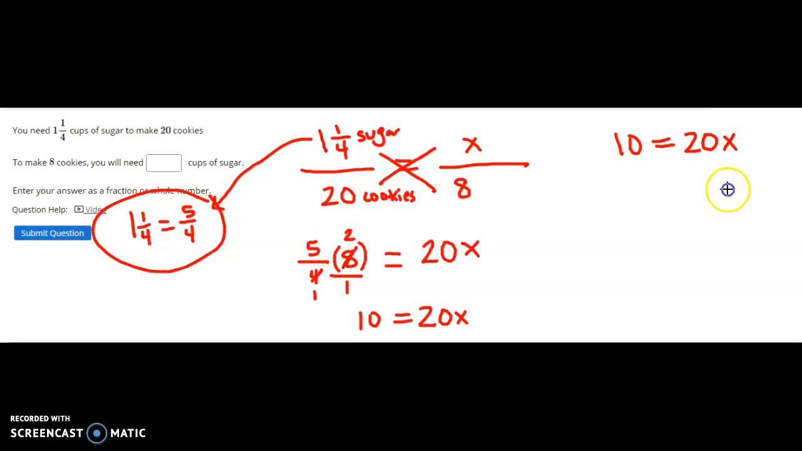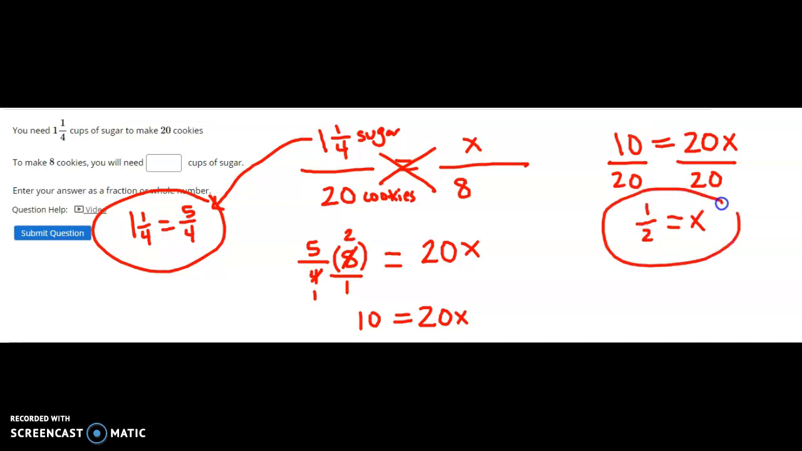10 equals 20x. We still want to solve for x. Even though it might be tempting to divide by 10, I know I've always got to divide by the number in front of the x. So I'll divide by 20 on both sides. So x is going to equal 1/2. Does that make sense, that we would need 1/2 cup of sugar for 8 cookies? Yeah, I think that seems about right. If 1 1/4 is needed for 20, 1/2 seems about right for 8.